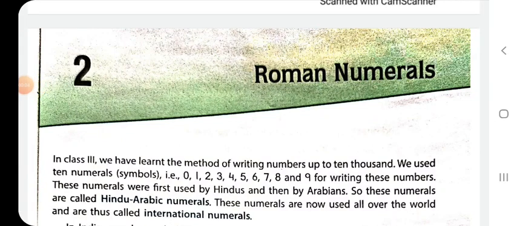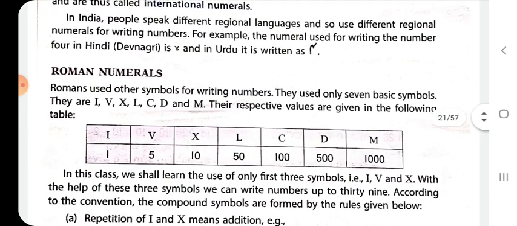Okay, students. Yesterday we started our new chapter, chapter number 2, Roman numerals. In this chapter, we have done various symbols which signify numerical digits. Here are the 7 symbols that we talked about yesterday.